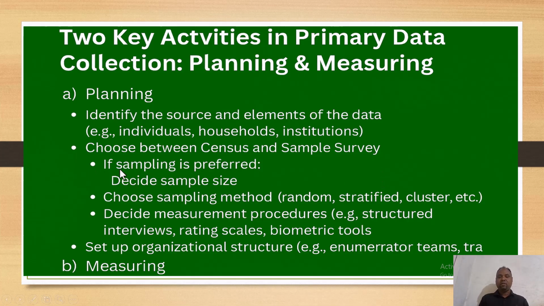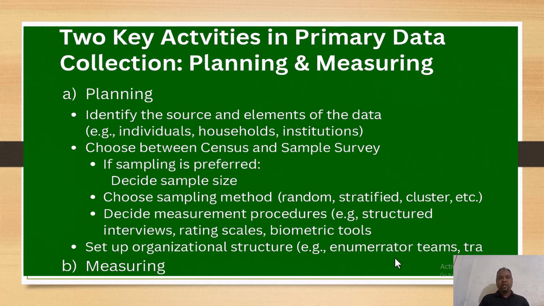If we decide on a sample survey, we need to determine the sample size and identify the sampling methods, whether random sampling, stratified, cluster, or systematic sampling is to be used. The third one, we need to decide measurement procedures: structured interviews, rating scales, biometric tools. Then we need to set up organizational structures, such as formulating enumerator teams, transportation, logistics, or field offices.